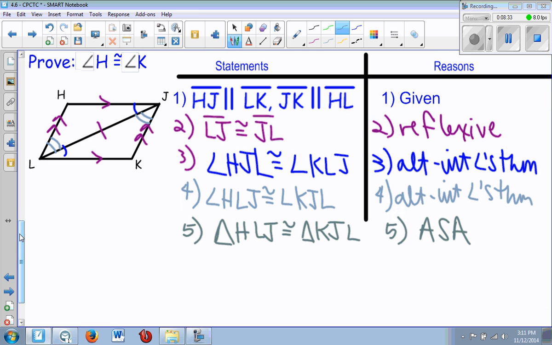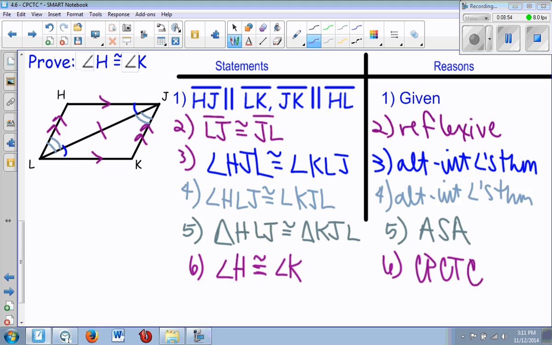The last thing you're asked to prove is that this extra set of angles is congruent. Well, as soon as I see that I have congruent triangles, what that tells me is my corresponding parts are all congruent between the triangles. Well, H and K are corresponding parts in these triangles, so they are congruent because of CPCTC.